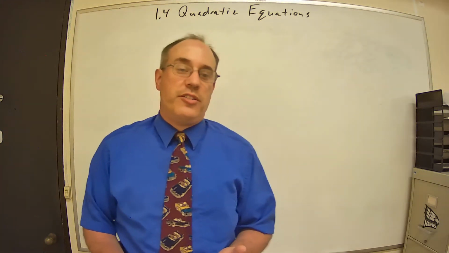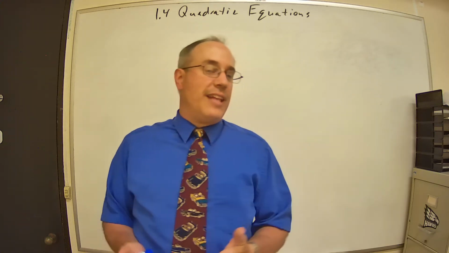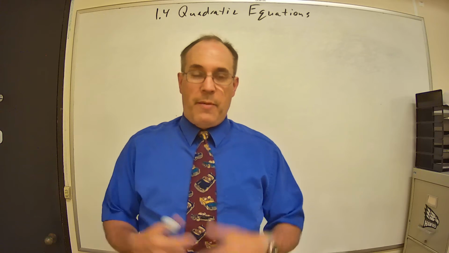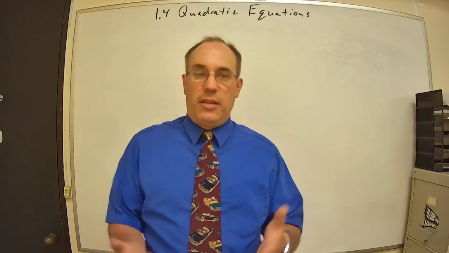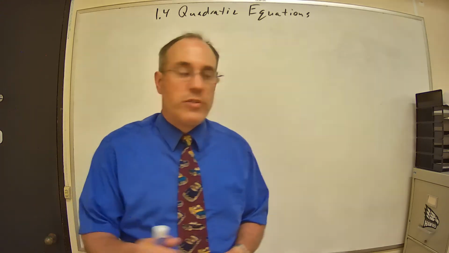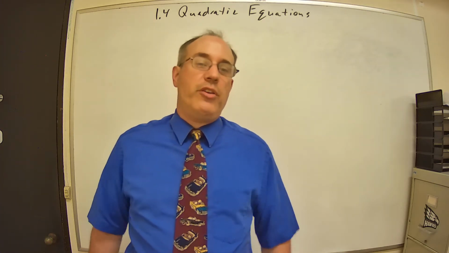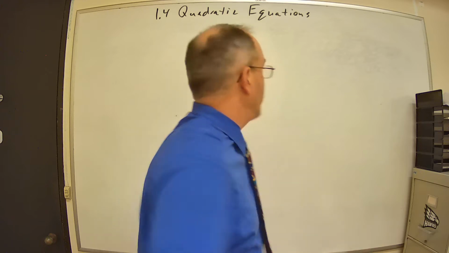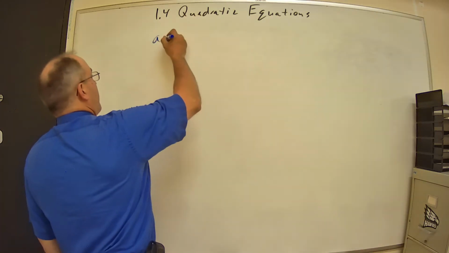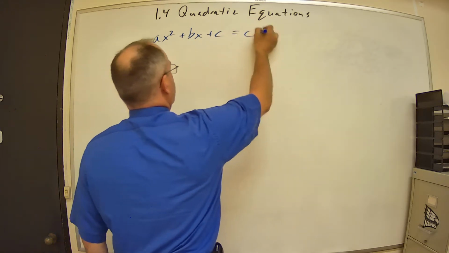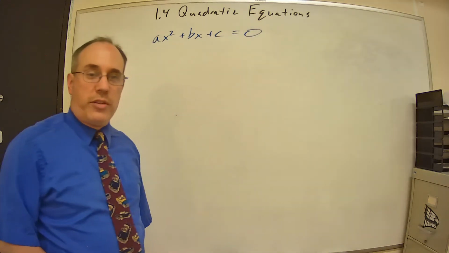1.4 quadratic equations continued. In the last video, we talked about completing the square, and we did examples using numerical values. First thing I want to do in this video is complete the square, but I want to use everything as a variable. So starting with ax squared plus bx plus c is equal to 0, I want to complete the square.